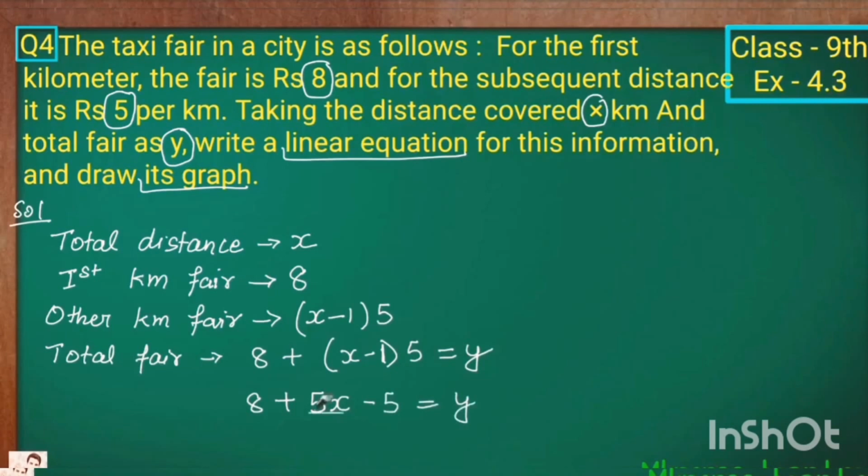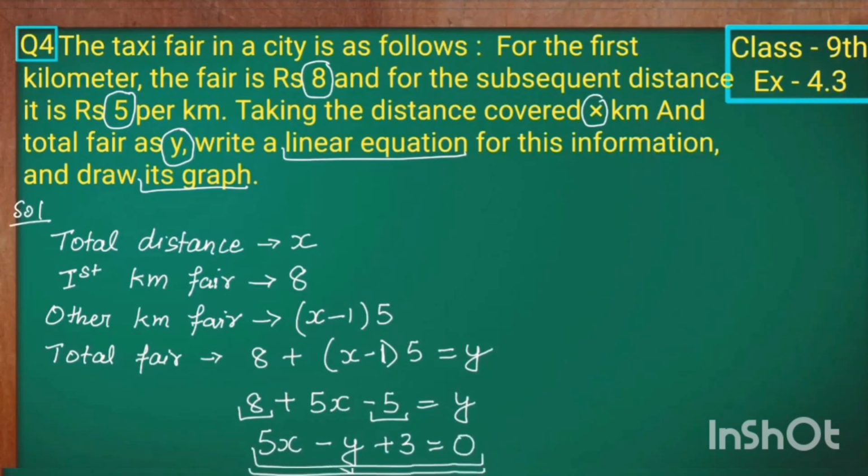Now let's form the general form of linear equation in two variables from the given step. The general form is ax plus by plus c equal to 0. So first let me write 5x, then the y part. That y will come to the left hand side, so it will convert into minus. So 5x minus y, then plus c. Instead of that, 8 minus 5, so 8 minus 5 equal to 3. So 5x minus y plus 3 equal to 0. That is our equation.